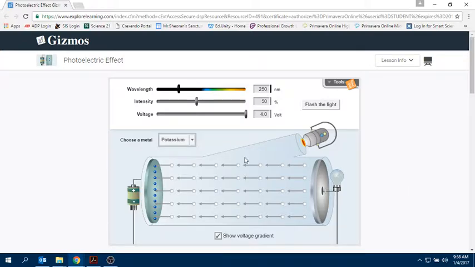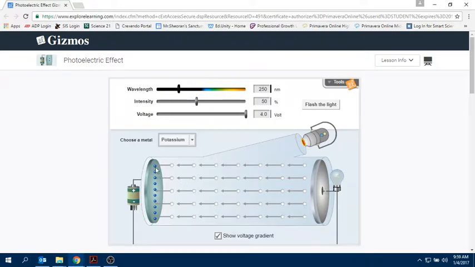A couple of things you should do: make sure that you've set the show voltage gradient. This is a good visual. What's happened here is the voltage gradient is telling me that there's an electrical field between this plate and this plate within this device. And the arrows show the force field lines. So any object that's electrically charged that enters this will react as if being pushed by these field lines.